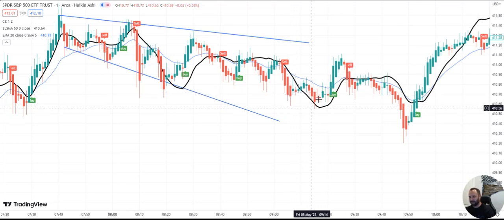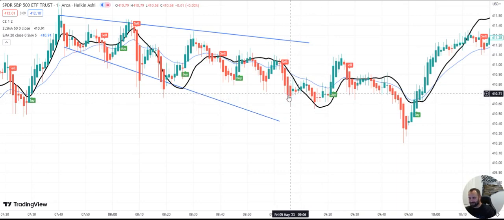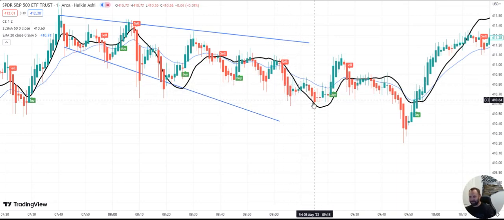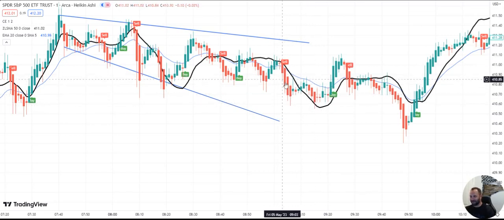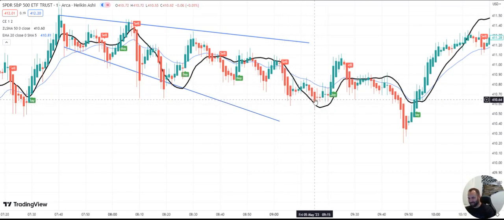So I think I did stop out on this one. I'd have to go back and look at my trades, but either way, not a big deal. So it kind of came down, hit a new lower low, but I'd already stopped out, so I wasn't going to get into that one.